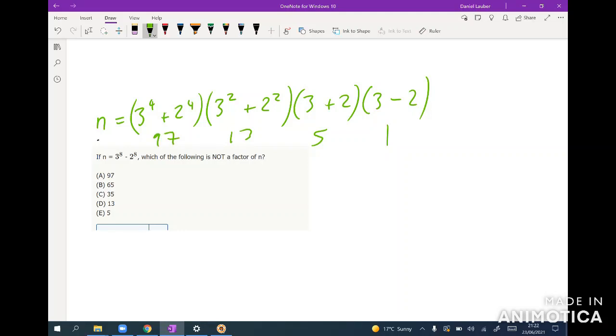97 is potentially prime. Well, I think it's prime, but even if it's not. So which of these is not a factor? Well, 97 is, clearly. 65, well, that's 13 times 5. So that is 35. Well, that's 5 times 7. We don't have any 7s. And so 35 is the answer.